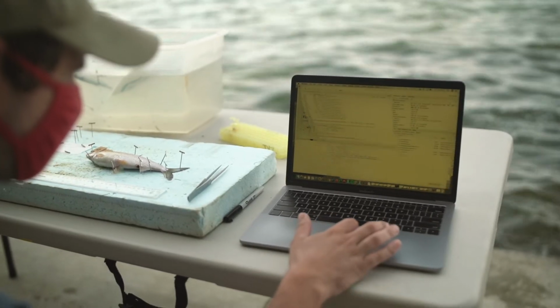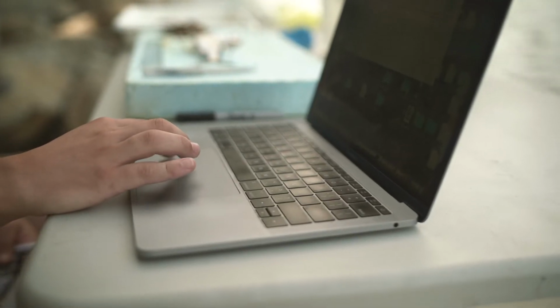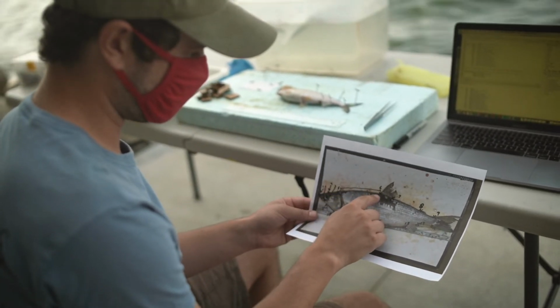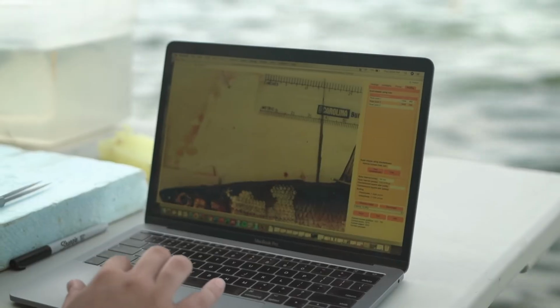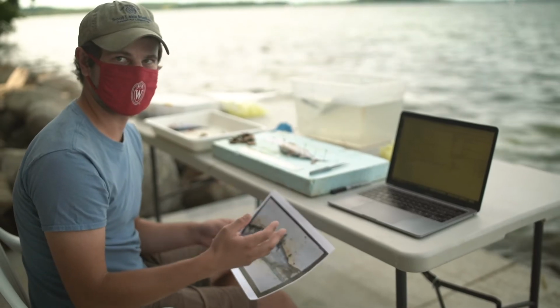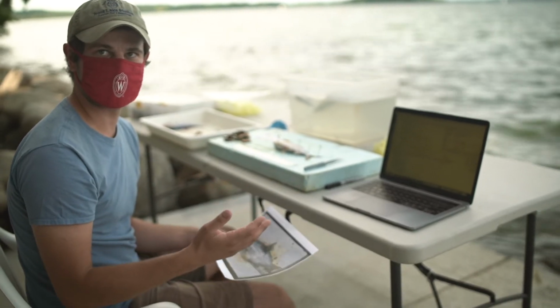processing that goes on the computer where I basically place what we call landmarks on the same spot on every fish. So the tip of the jaw, the eye, insertion points of the fins. You place all these landmarks and you're essentially digitizing the fish.